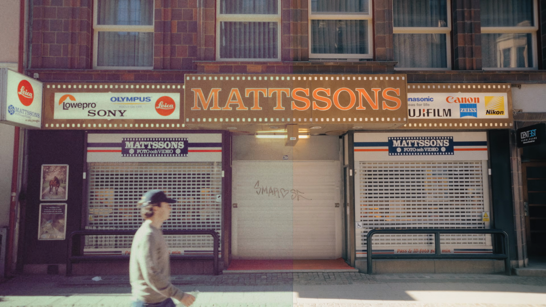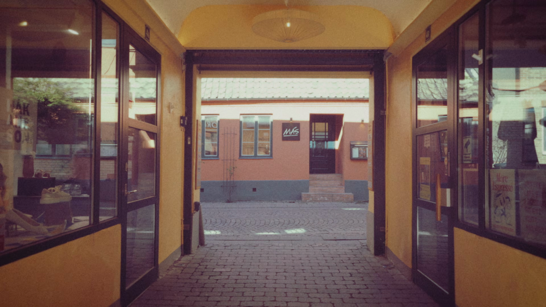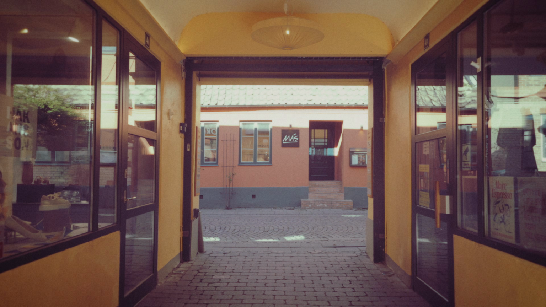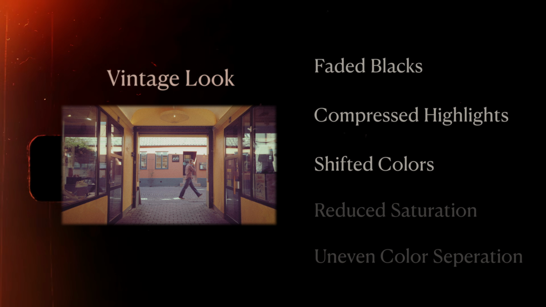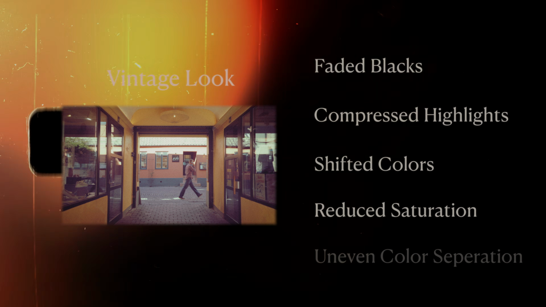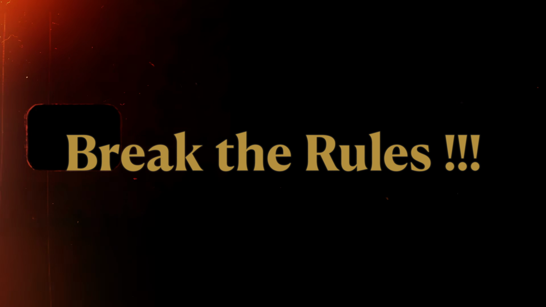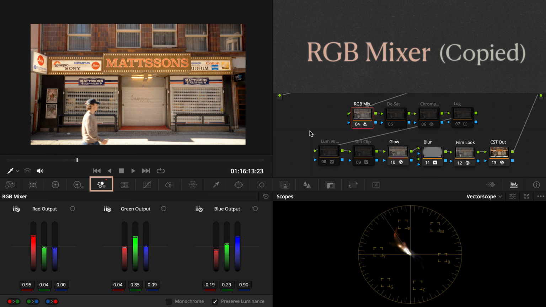Now, what if we intentionally move away from clean and polished altogether? Vintage looks are interesting because they often work by carefully introducing imperfections back into the image. Things like faded blacks, compressed highlights, shifted colors, reduced saturation, and uneven color separation. In other words, we start breaking some of the rules we've been following so far. For this look, I first borrowed the Kodak palette we created earlier.